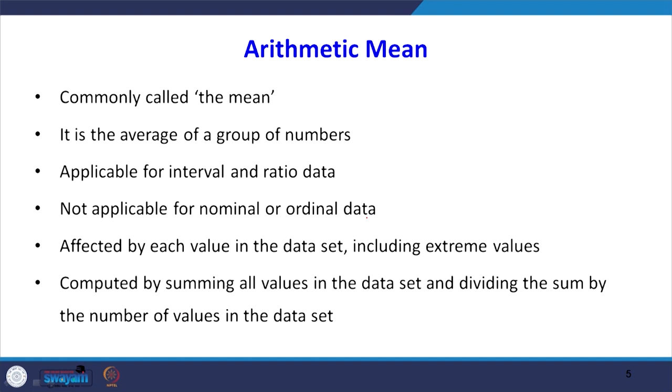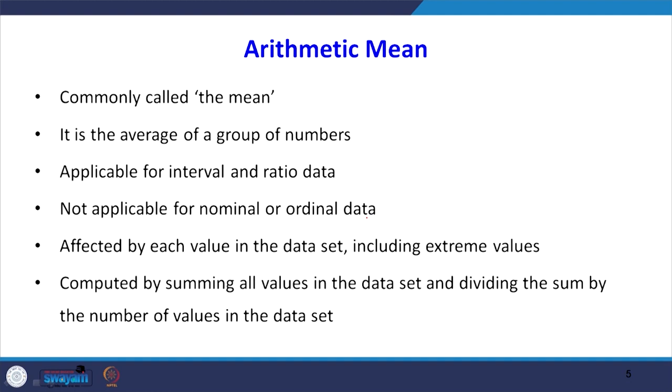Commonly it is called the mean. It is the average of a group of numbers. It is applicable for interval and ratio data. This point is very important. It is not applicable for nominal and ordinal data. It is affected by each value in the data set, including extreme values.